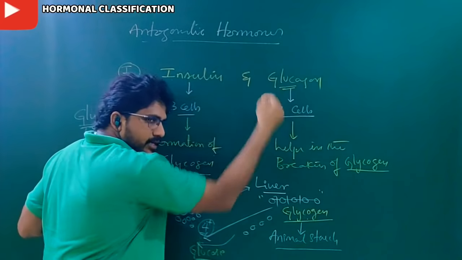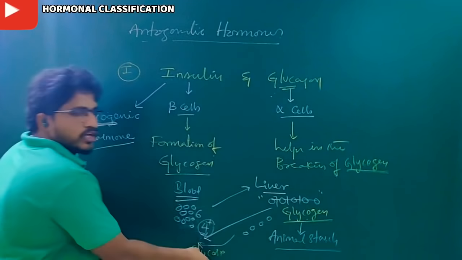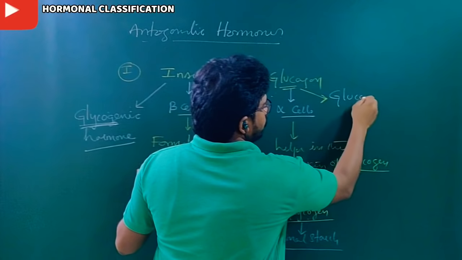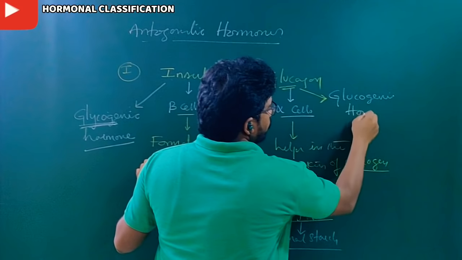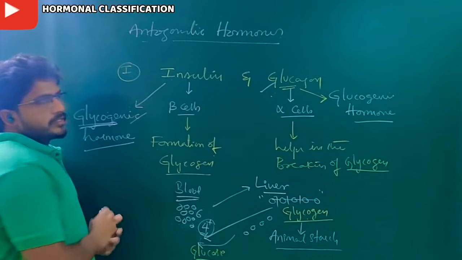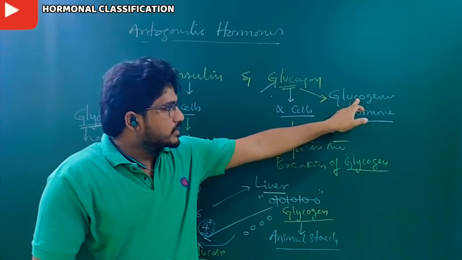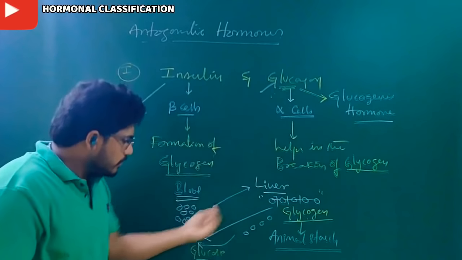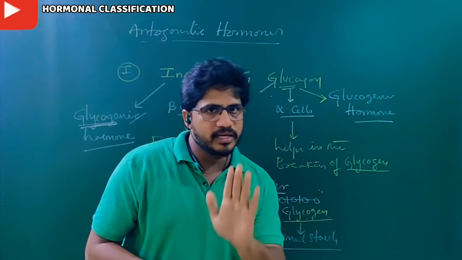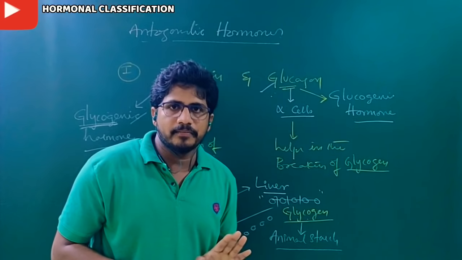If glucagon enters the blood, what will happen? They go to the liver, break the glycogen and release glucose into the blood. That's why they are called glucogenic hormone. Who is glucogenic hormone? Glucagon. Who is glycogenic hormone? Insulin. Clear? No confusion, right? Why have I given the term glucogenic here? Because glucose is produced due to the breaking of glycogen. I repeat, glucagon is glucogenic hormone, no doubt in that.